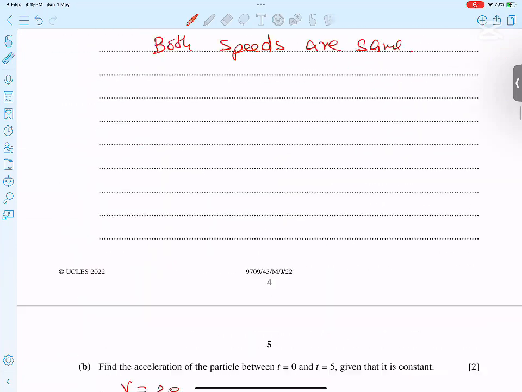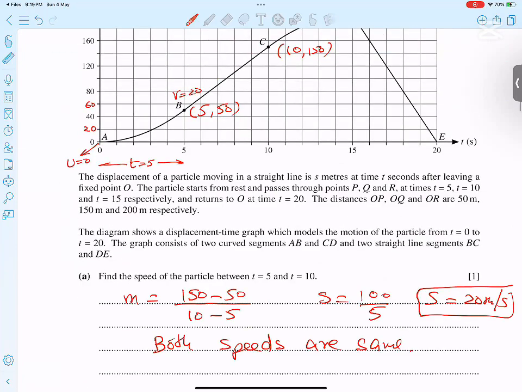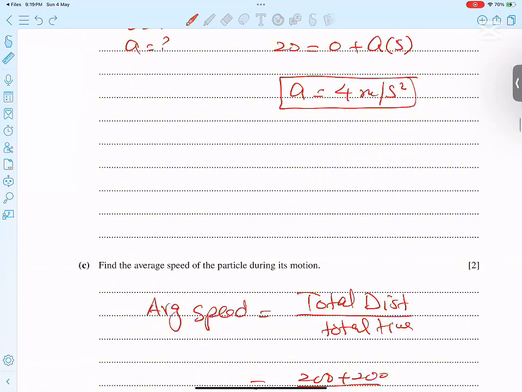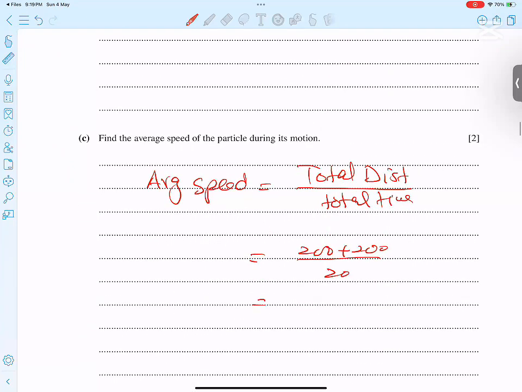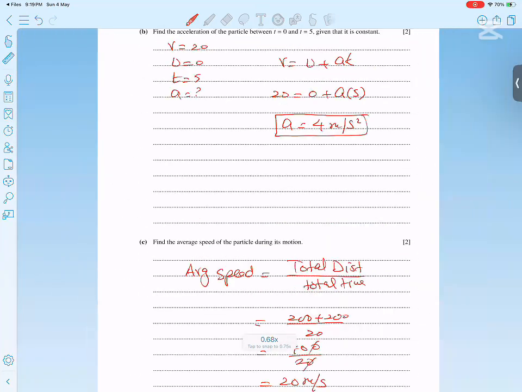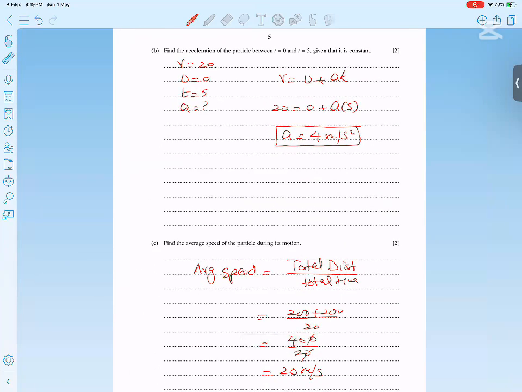And total time, how much? Check the time. Time total is 20. So 20. So 400 by 20. So 20 meter per second is average speed. I hope the concept is very clear. And this question is over. And let's go for next.